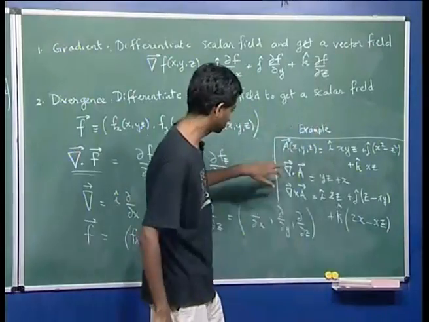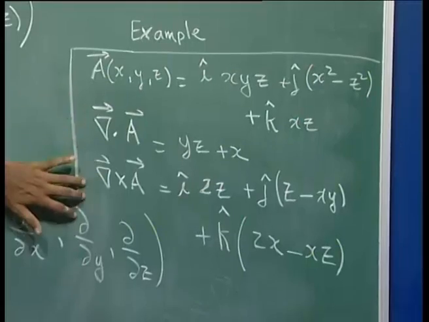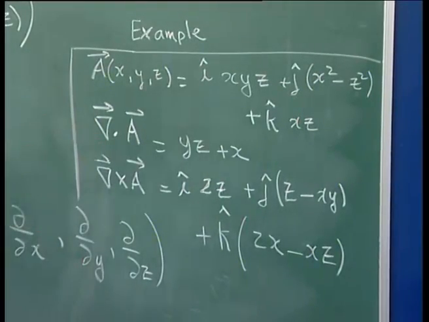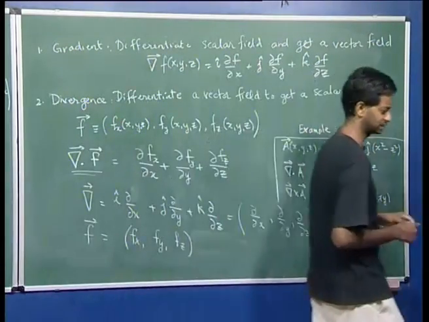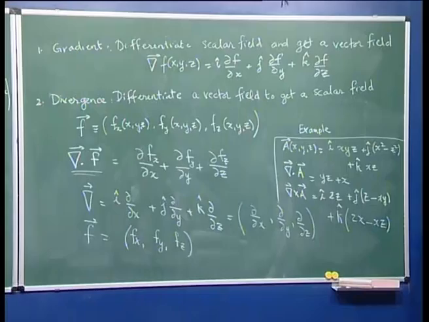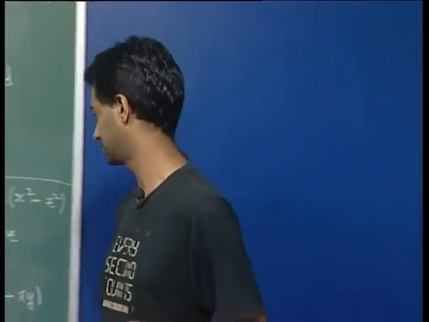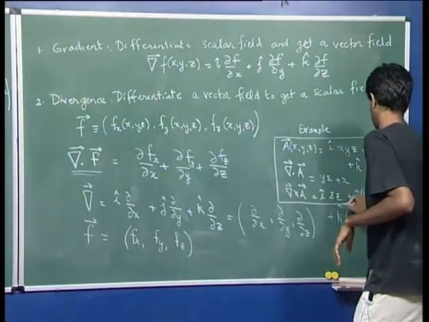So, you should be able to calculate the divergence and curl for any vector field, just as you should be able to calculate the gradient for any scalar field. So, these are relatively easy to calculate, and it's expected that you should be able to do all these calculations.